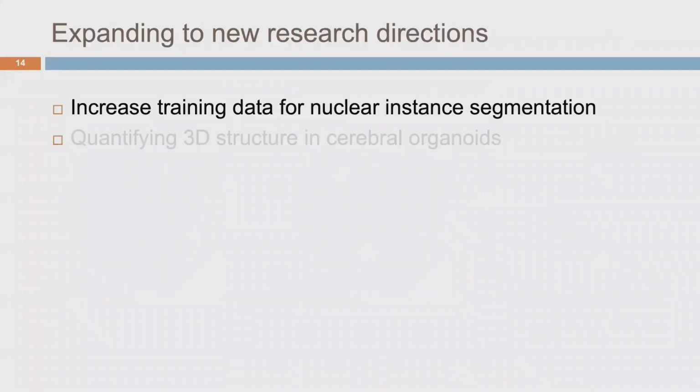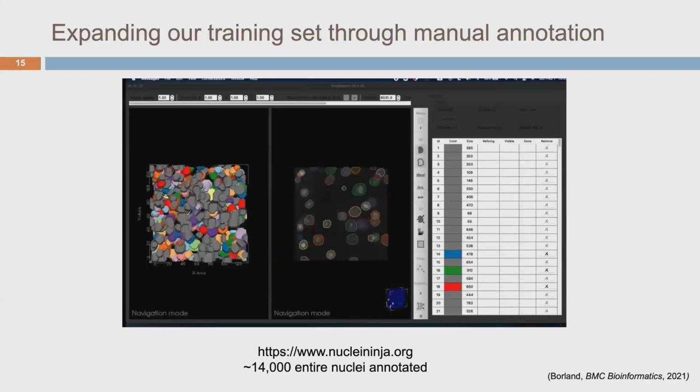So since the publication of our article, we've been expanding into several new research directions. One of them is expanding our training set through manual annotation. One very important thing to consider is that our algorithm to count nuclei is only as good as the data set it was trained on. So increasing the size and the scope of the training set will be essential to improving counting accuracy, especially in difficult regions like those that are in densely packed areas like the cerebellum, the hippocampus, or embryonic brains.